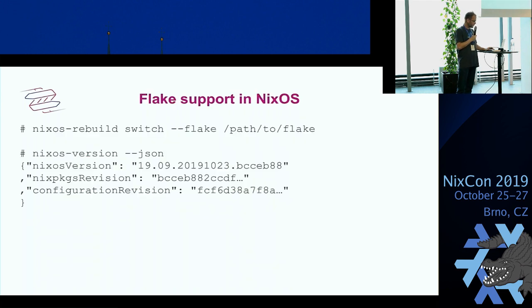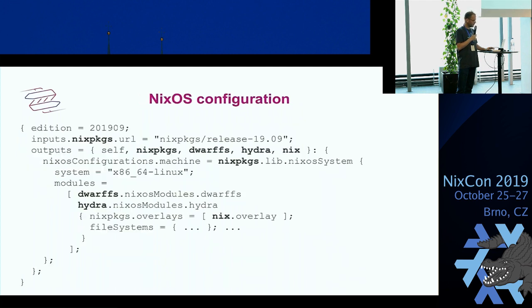Let me also still mention that there's some basic flake support in NixOS. That's really nice because it used to be very annoying in NixOS if you want to pull in something that's not in the Nixpkgs repository. There's not a super easy way to do it, but now you can. So, for example, here's a NixOS configuration for a Hydra server. I just say, I need Hydra as an input, and then in my modules I say hydra.nixosModules.hydra, and it just works.